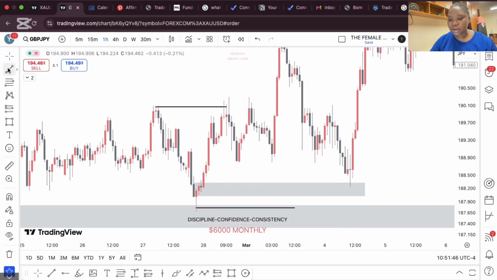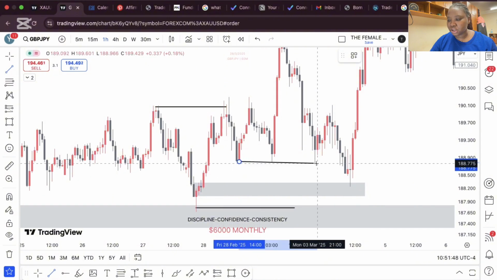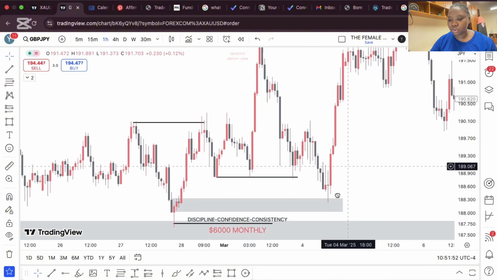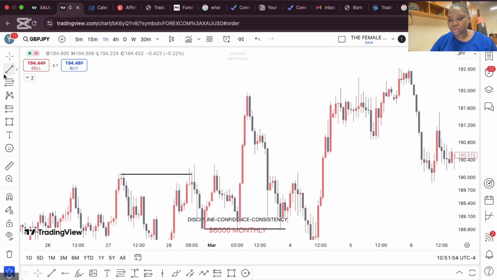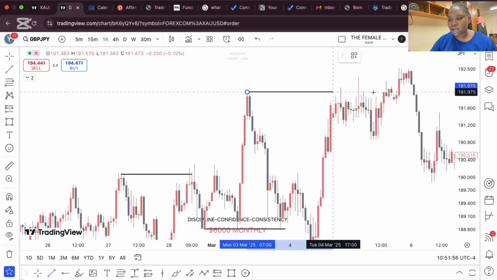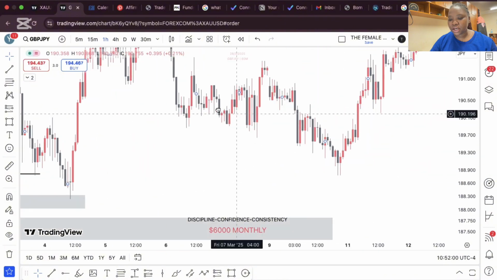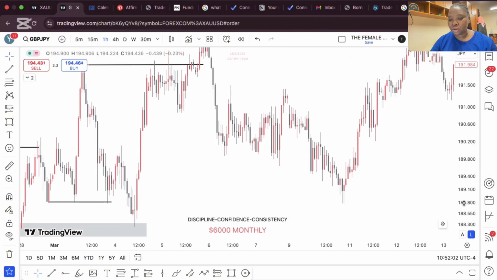You see that price tapped into it. It created this liquidity here. This is the liquidity that the market created. We had another triple bottom. Price tapped into our triple bottom and it's targeting our liquidity, or this previous high here. So you see that price tapped and it moved, right?